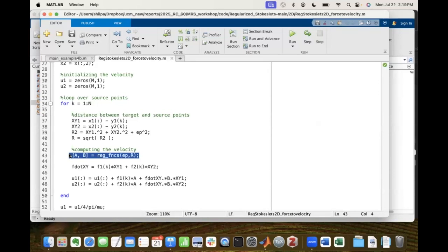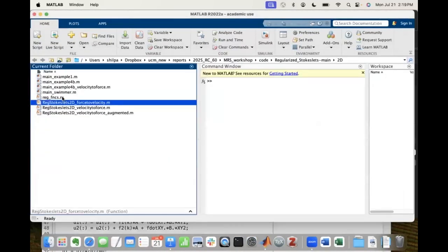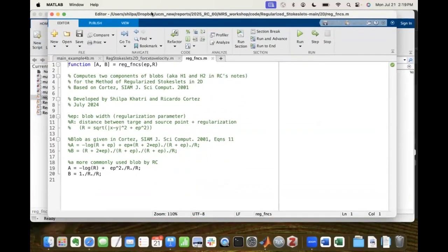If we go and look at that function, I believe it has a couple of options. It should have the two options that are given here. You can see that right now the more commonly used blob is what's uncommented, and otherwise it's the one in the paper if you want to use that one instead. It spits out the two components, and all it needs is that R epsilon and epsilon to compute those two parts.